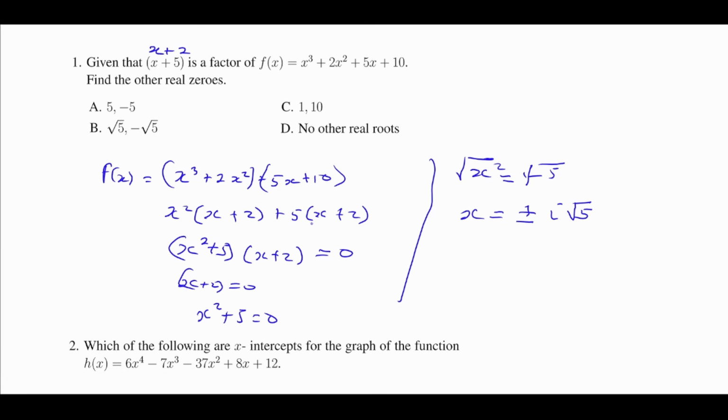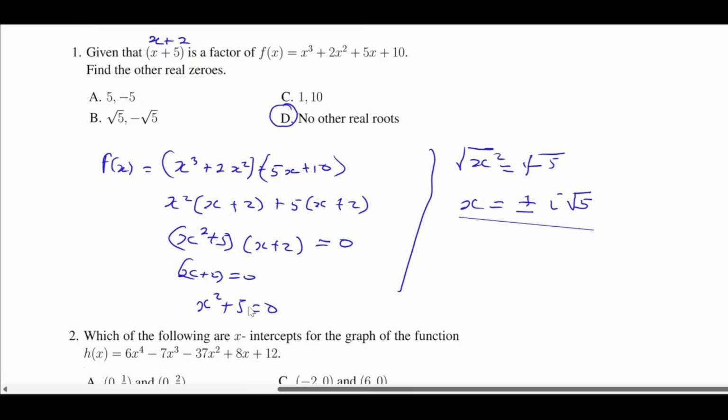So that is what we have, and this one is a complex root, which is not real. So in that case, the answer to our first question is that it has no other real root if the factor is x plus 2. All right, then we move on to the next part.